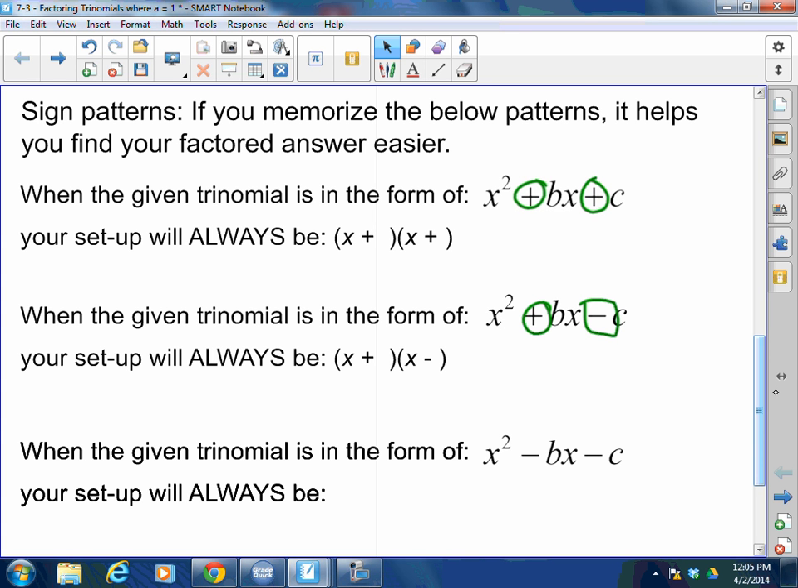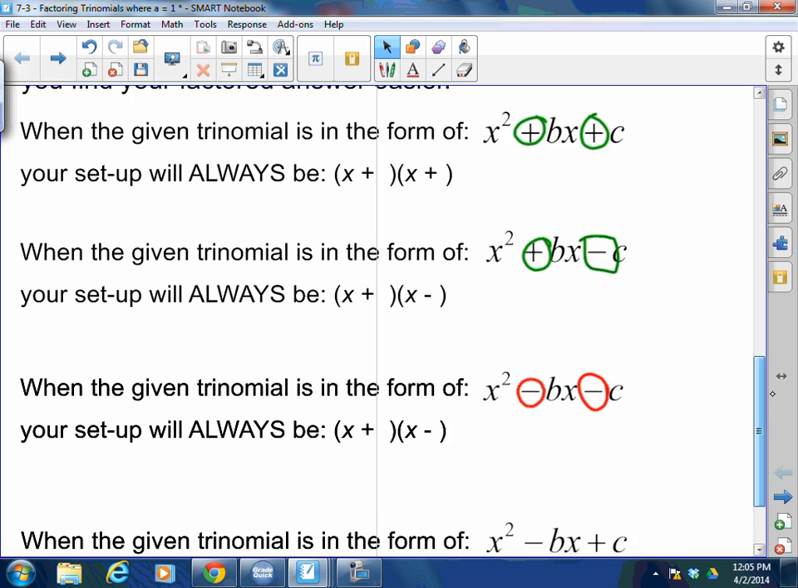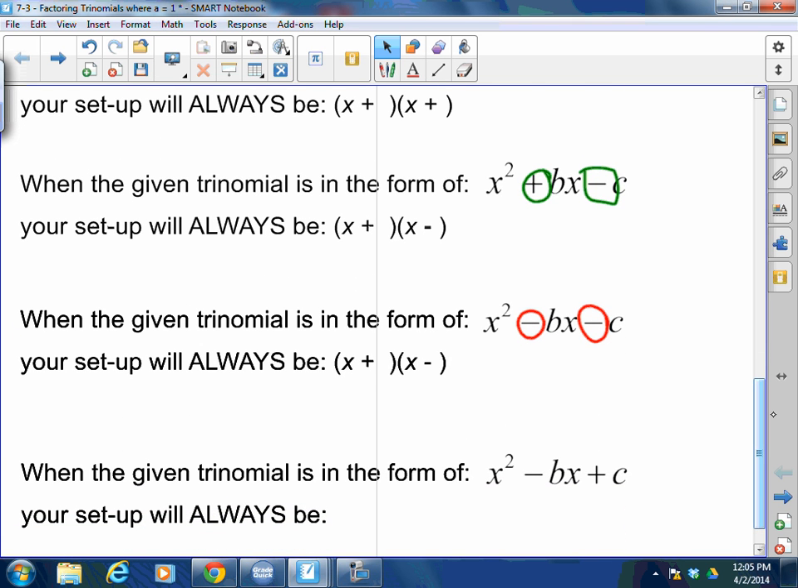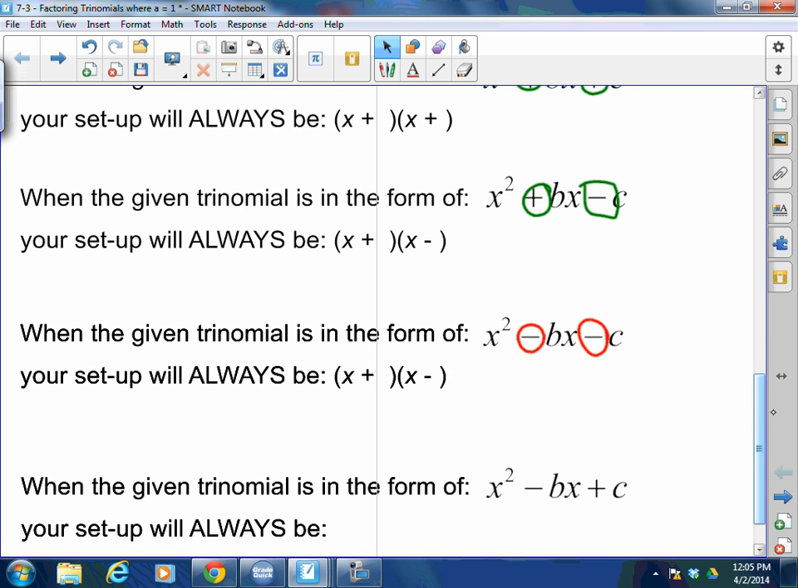When the given trinomial is in the form of x squared minus bx minus c, in other words, b is negative and c is negative, you're also going to have an x plus, x minus setup. And last but not least, when you're given a trinomial in the form of x squared minus bx plus c, we have a negative b and a positive c, your setup will be x minus, x minus.